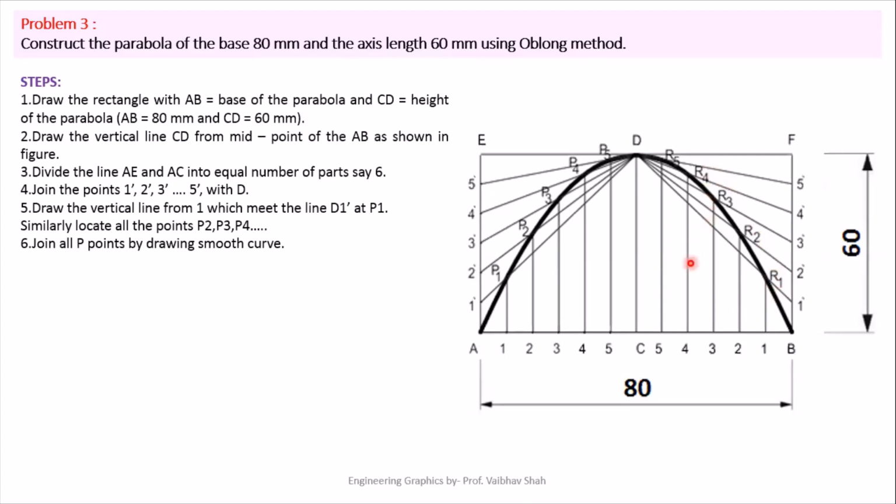So now after getting all these points P1, P2, P3, P4, P5 and R5, R4, R3, R2, R1, we'll be just joining these points by a dark smooth line. So let us take our pencil and let us join all these points by a dark smooth line starting from your point A itself. So we have to just join these points by a smooth dark curve. So at the end we'll be having this curve generated which is nothing but your parabola which is having 80 mm as a base and 60 mm as an axis height.